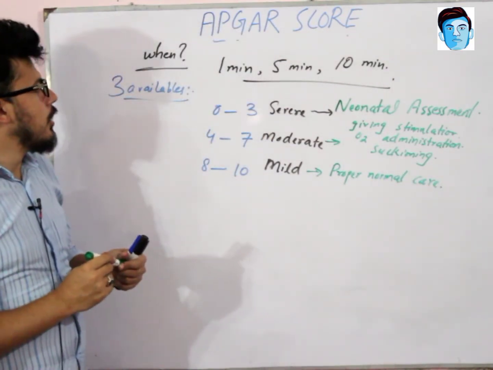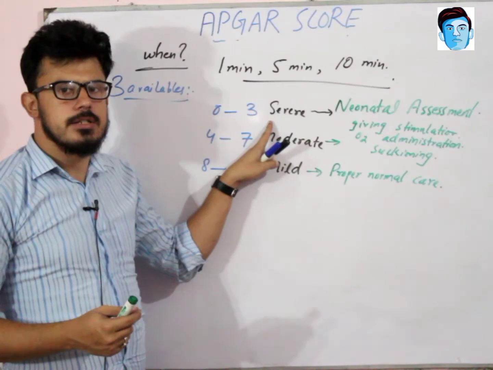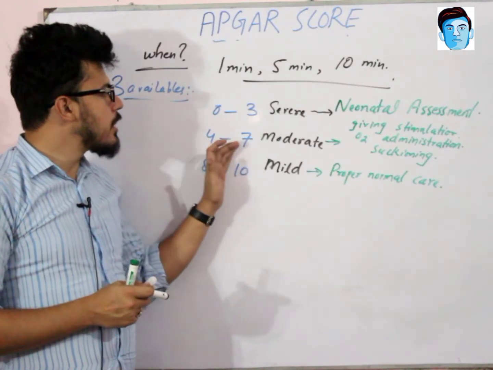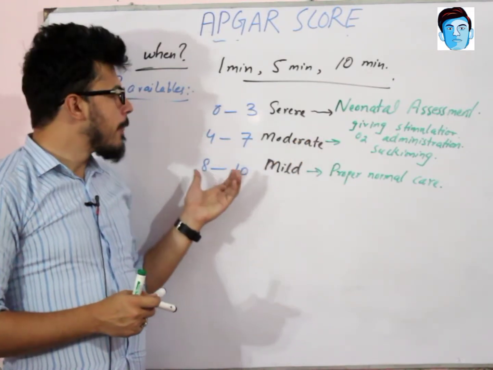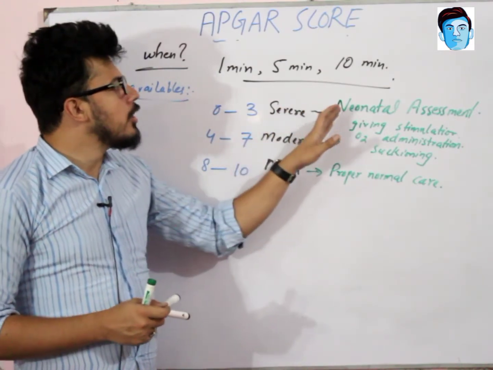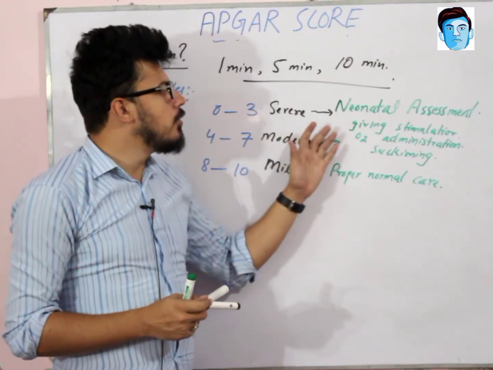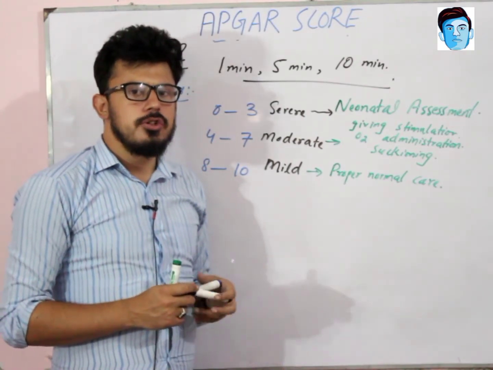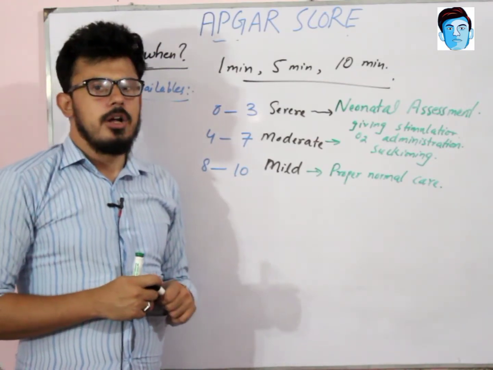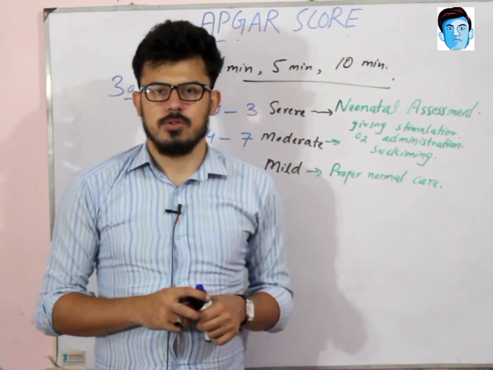So here there are 3 readings. If the APGAR scoring is in range of 0 to 3, the baby is in severe risk. If the value comes in a range of 4 to 7, the baby is in moderate risk. If the value comes in 8 to 10, it will show us a mild risk for the baby. So here we will be doing the neonatal resuscitation. If there is moderate risk, in that condition we will be giving further stimulation to the baby. Oxygen administration is important, suctioning is important. But if the condition is mild, in that case just normal care is important for the baby. So students, that's all about the APGAR scoring, and thank you so much.